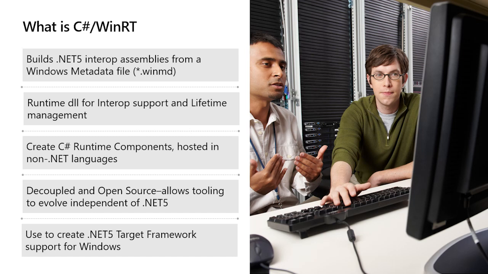The other thing we're doing with CSWinRT is, because it's decoupled from .NET, we're also building it open source on GitHub. This allows our tooling to evolve independent of .NET 5, and you can see the progress we're making on GitHub. Lastly, this is the tooling that we used to build the .NET 5 target framework support that was added to the .NET 5 runtime to support Windows.